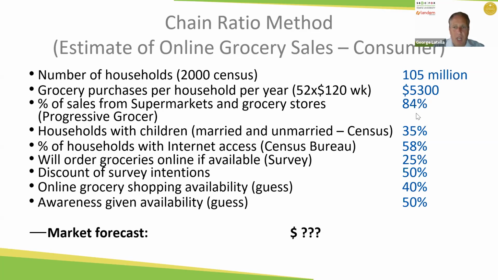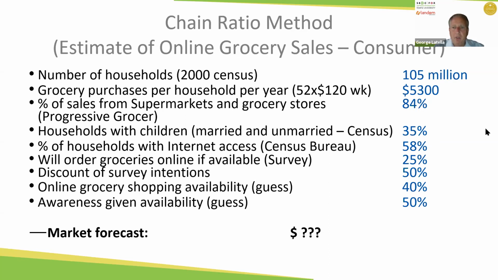Back then, and this number is a lot lower now, 84% of sales from supermarkets and grocery stores were spent on food. So 84% of this number, people shopped at a supermarket or a grocery store. Back then, from the census directly, 35% of all households had children. Married and unmarried, it does not matter whether you're married or not. So again, remember what I talked about before. Since supermarkets started, the best customers for supermarkets were families with children. So that's why this number is important.